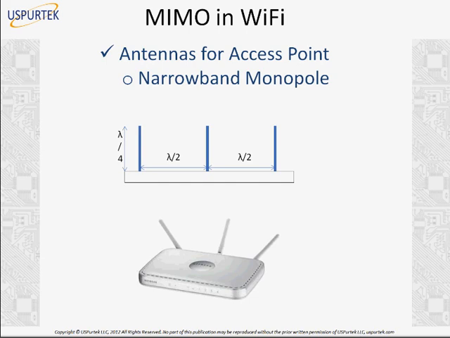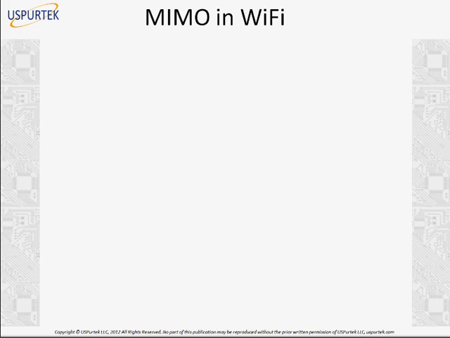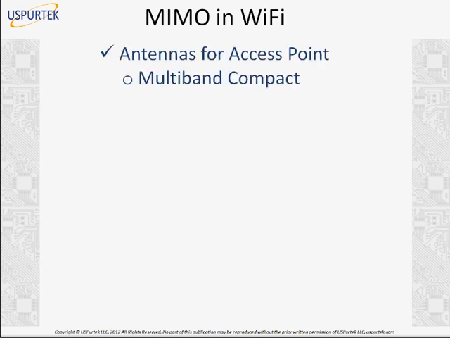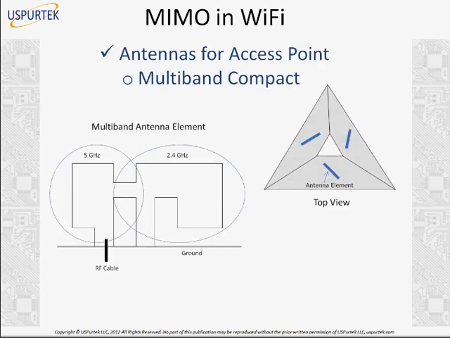Okay. All right. So next, let's look at what other antenna variations are possible in Wi-Fi. Antennas for access points, multi-band compact. This is another variation which makes it compact. You have a PIFA, a planar inverted F type of antenna, where you see a 5 gigahertz element on the left side and 2.4 gigahertz on the right side. This is again fabricated on a planar surface.